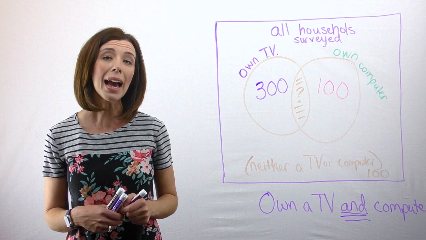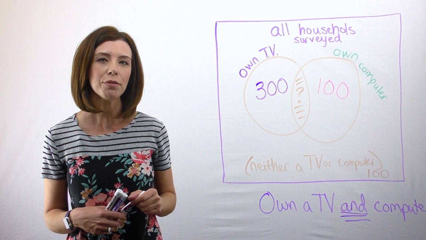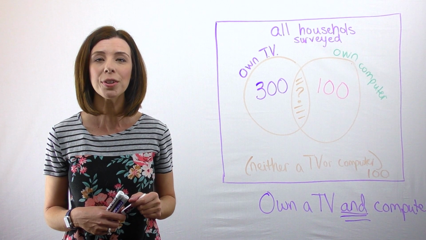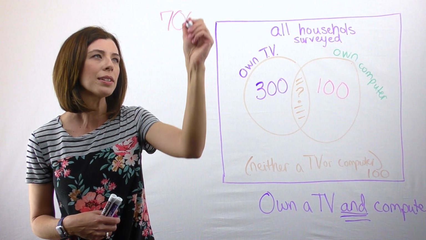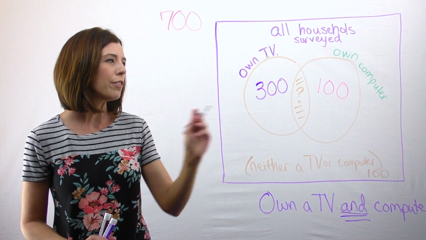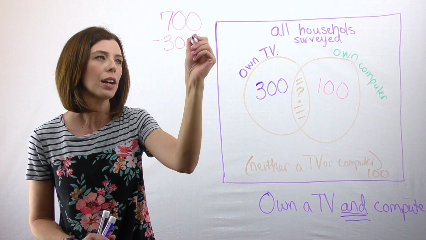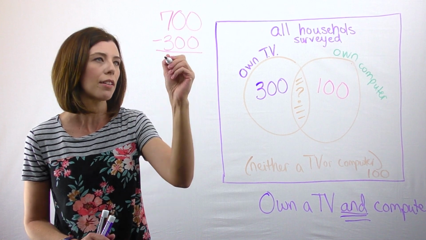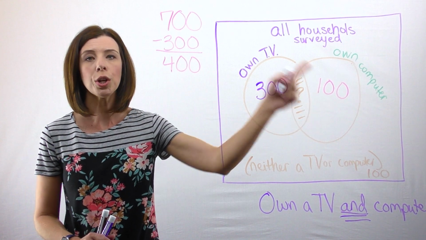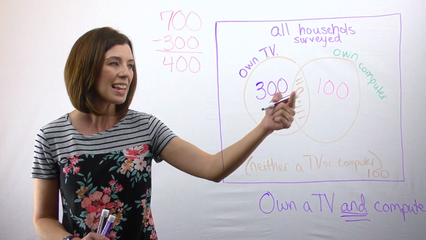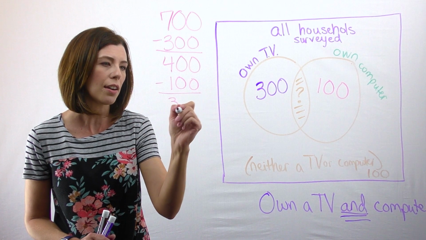So now I'm going to go back up to the top of my problem, and you should have underlined the information that said there were 700 households surveyed. Let's start there. So I know that I'm going to start with 700, and then from there I know that 300 owned only a TV, so I'm going to go ahead and subtract that off. So now I have 400 households, and then I know that 100 own only a computer, so they can't be inside of that intersection piece, so I'm going to subtract that off there.